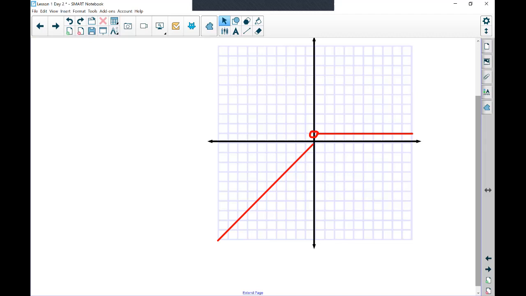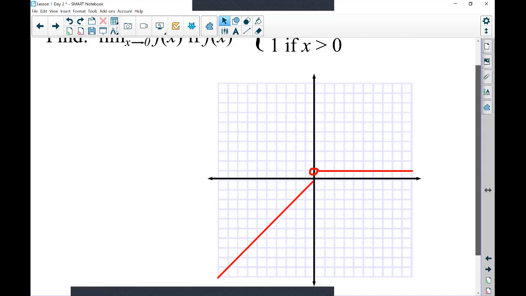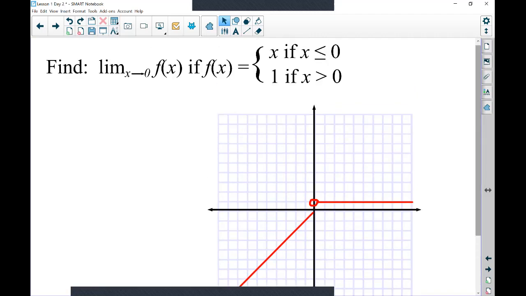So in that case, what we would say, a couple of ways you can write it. The way that I usually write it, the limit as x approaches 0 for f of x does not exist. So I just write DNE as an abbreviated way of saying does not exist.